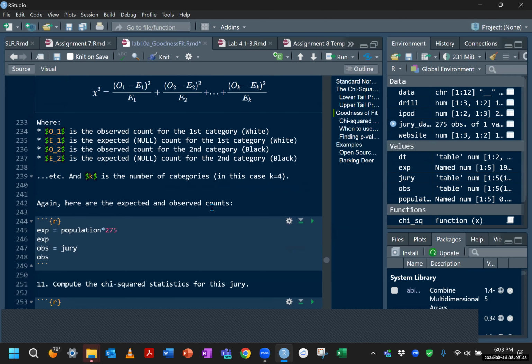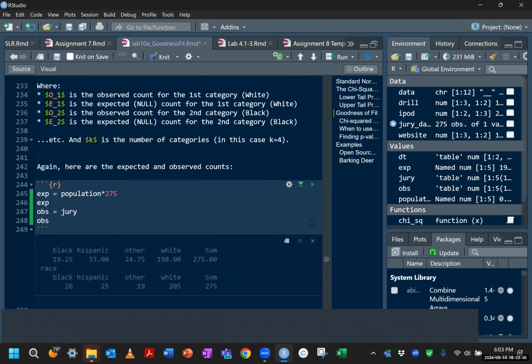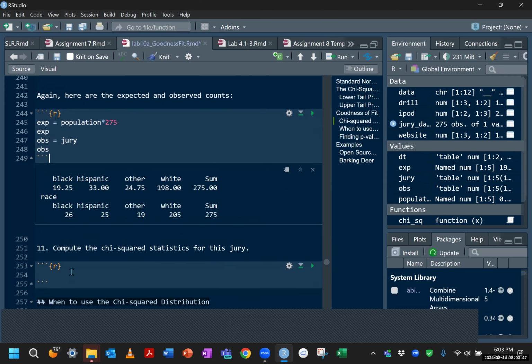So here we go. Here's again our data. Let's type this out. For chi-squared, we take our observed, which is 26 for the black category, minus what we expected, square it, and divide by what we expected. That's the formula: observed minus expected, squared, over expected. And I'll keep doing that.